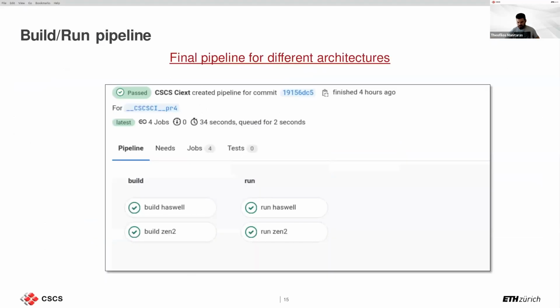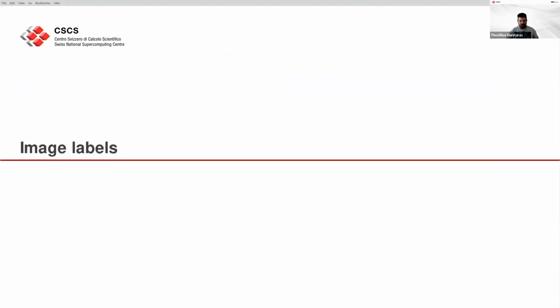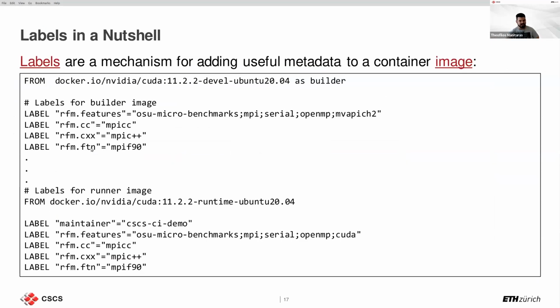And to finish, I will talk a little bit about image labels. So this is just a mechanism to add useful metadata to the container image. So using the Docker label statement here, you can pass various labels which are added as metadata to the image itself.